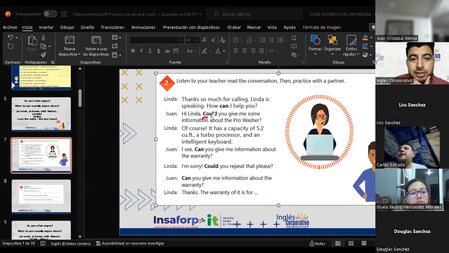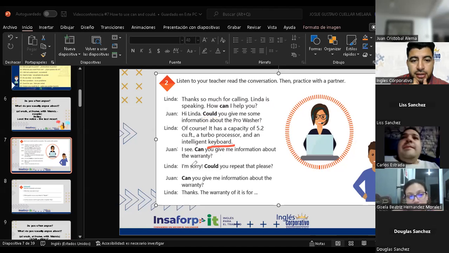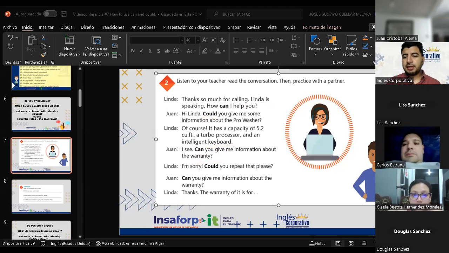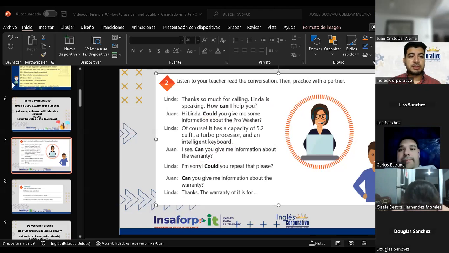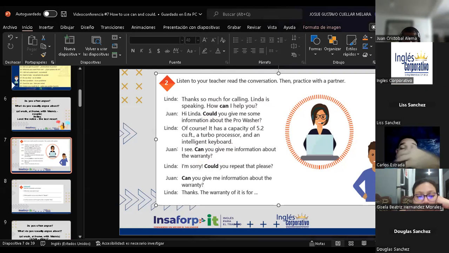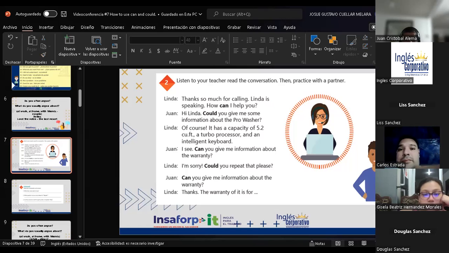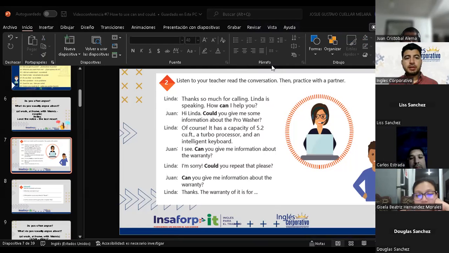So remember, please, to say could. Por favor, could. Keyboard, que es el teclado. Y tenemos warranty, la garantía. Okay. Está bastante fácil esta conversación. We're going to practice a little bit. La vamos a practicar un poco y luego pues regresamos. Maybe Juancito can help us. Si no, ustedes ya tienen el manual. Sí, Juancito nos colabora with this screen. Listo. Thank you. So we're going to practice.